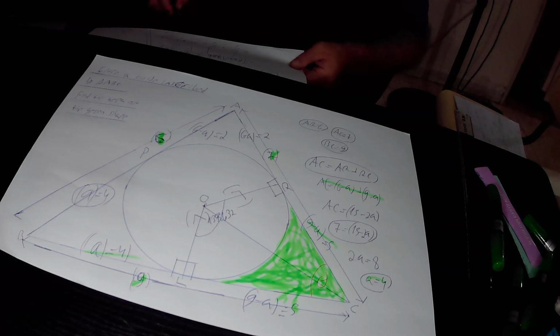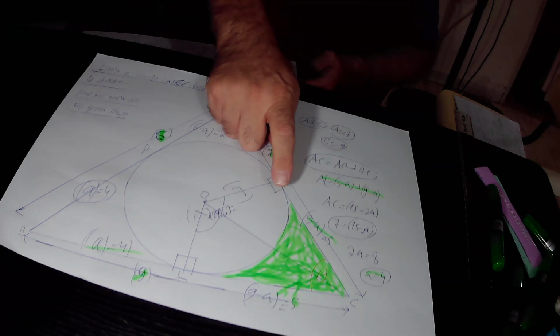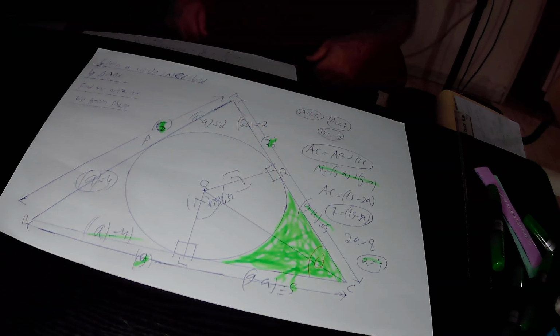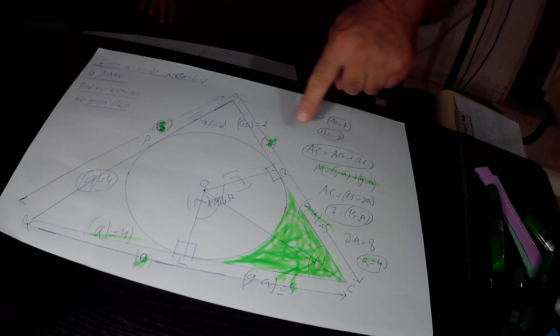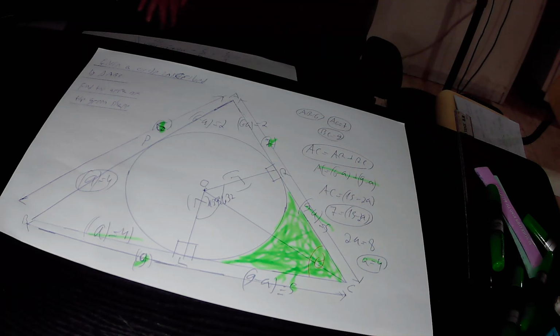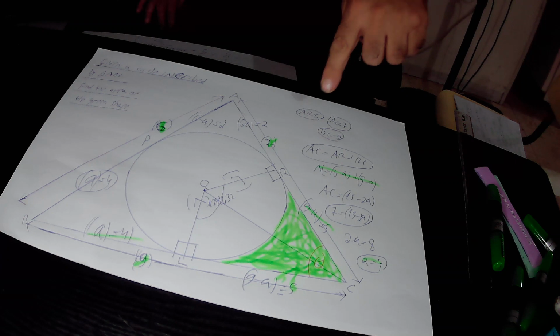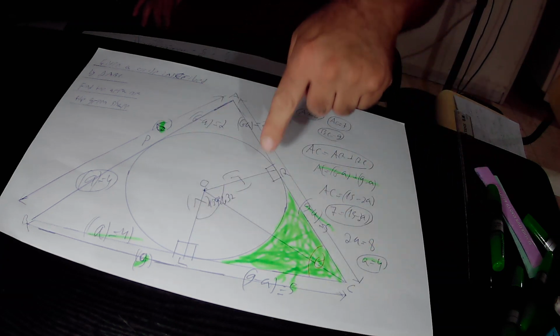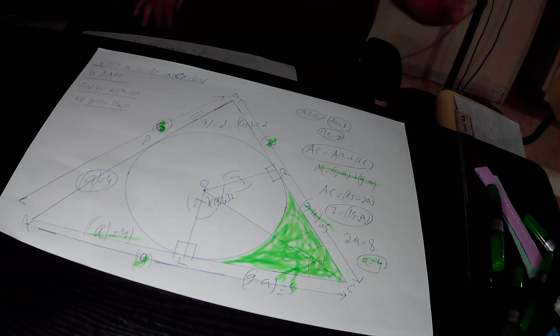Our task is to find out the area of this green shape. What is the area of this green shape? From the drawing, it is very easy to see that the area of this green shape equals the area of quadrilateral QOLC minus the area of this sector QOL. Very simple.